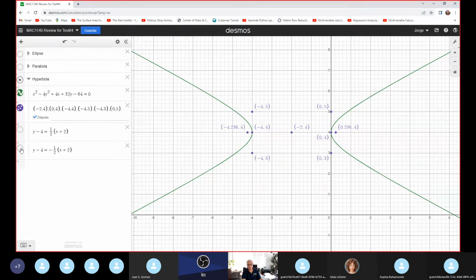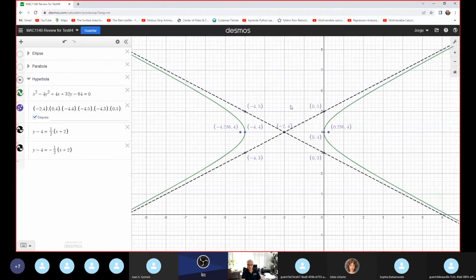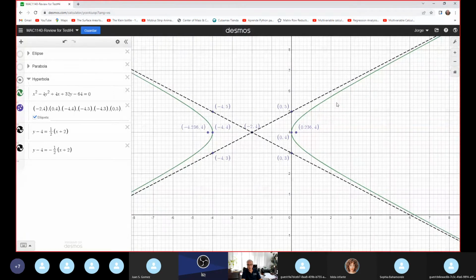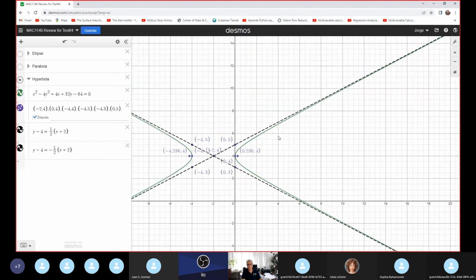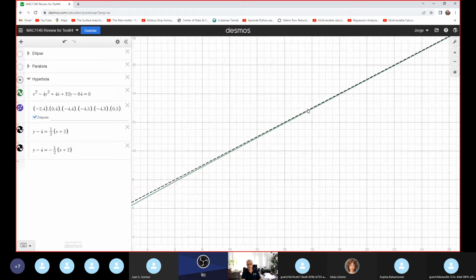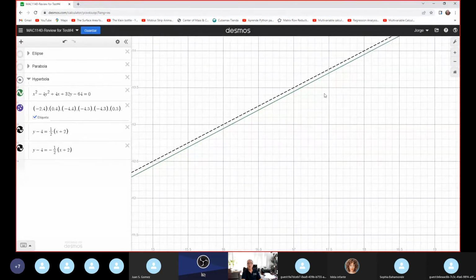And this is an important point. The asymptote is important because, remember, it's a hyperbola, has 2 branches, and the curve approaches but never touches. Looks like a slant asymptote. Look. You make a zoom, never touch. Never.